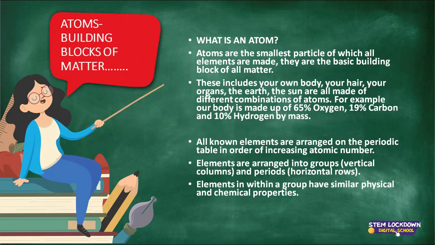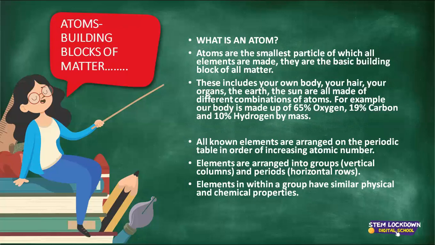We are going to look at what is an atom. Atoms are the smallest particles of which all elements are made. They are the basic building blocks of all matter. This includes your body, your hair, your organs, the earth, the sun, are all made of what? Different combinations of atoms. For example, our body is made up of what? 65% oxygen, 19% carbon, and 10% hydrogen by mass.